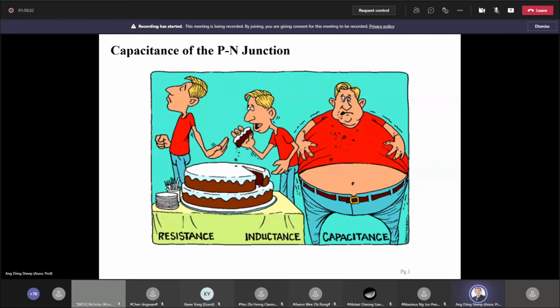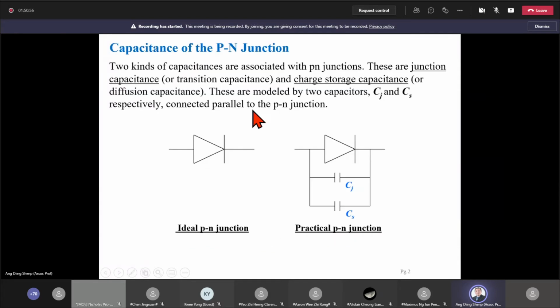So the next hour we'll focus on the PN junction capacitances. If you look at this diagram, there are three very well-known basic circuit components: resistor, inductor, and capacitor. The basic property of a capacitor is charge storage, so it stores charge. Now, why is the concept of capacitance relevant to the PN junction?